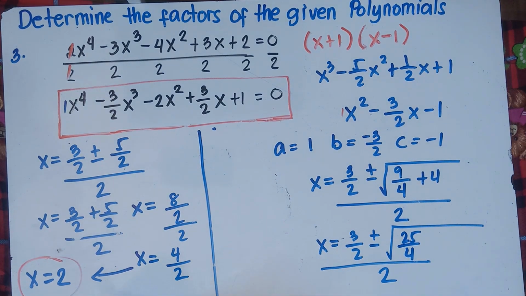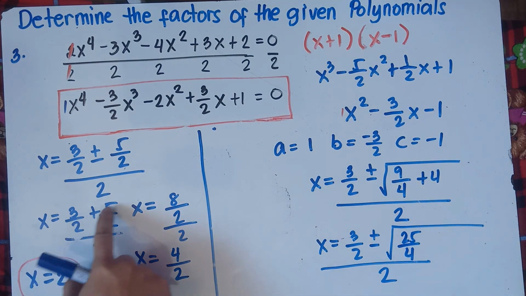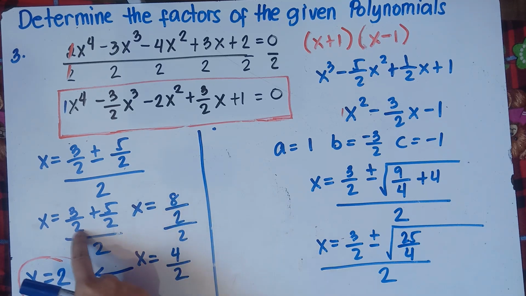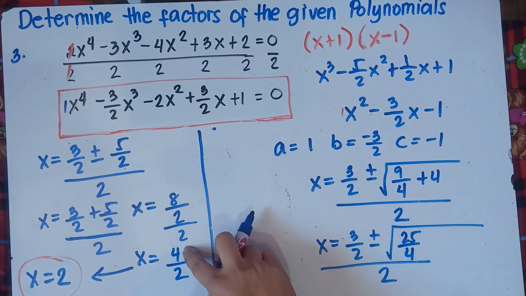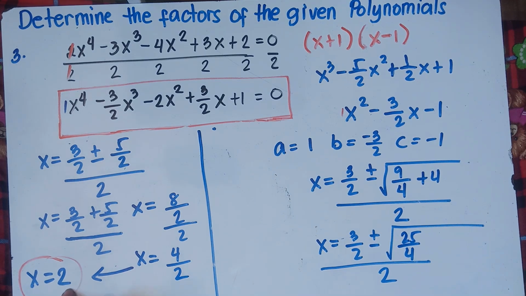So once again, 3 plus 5 is 8. Then copy denominator 2. Then do not forget, class, we still have all over 2. So 8 divided by 2 is 4, divided by 2 is 2. So our first answer, class, is x equals 2.